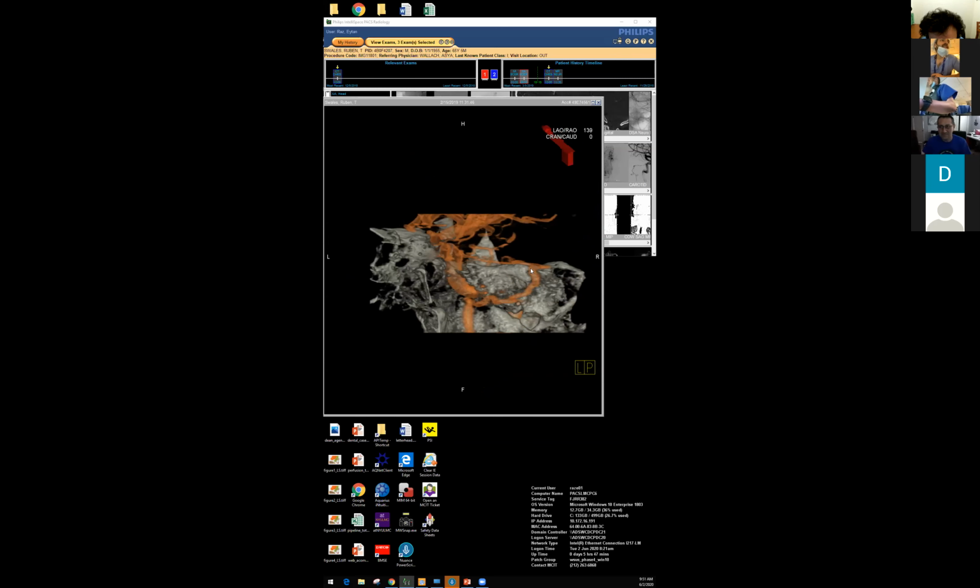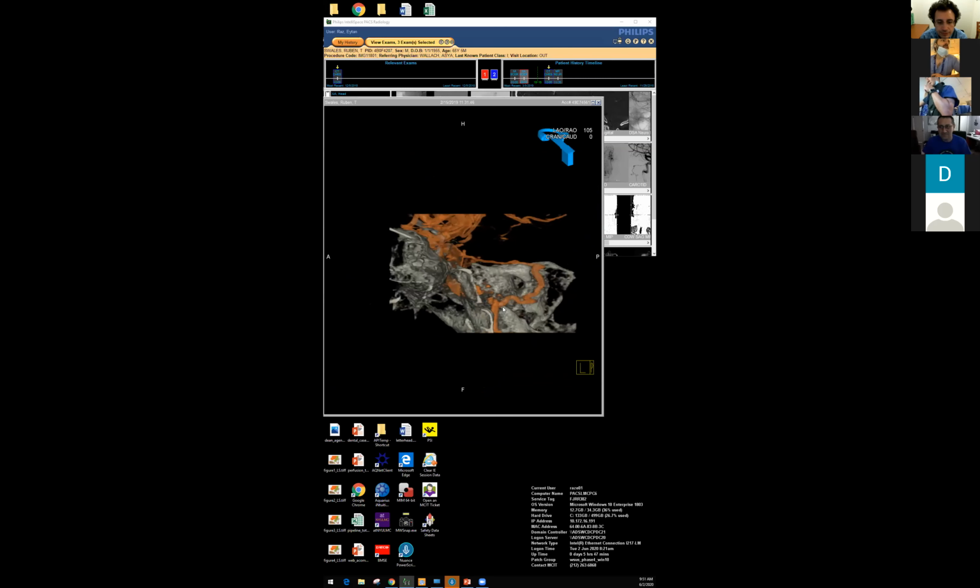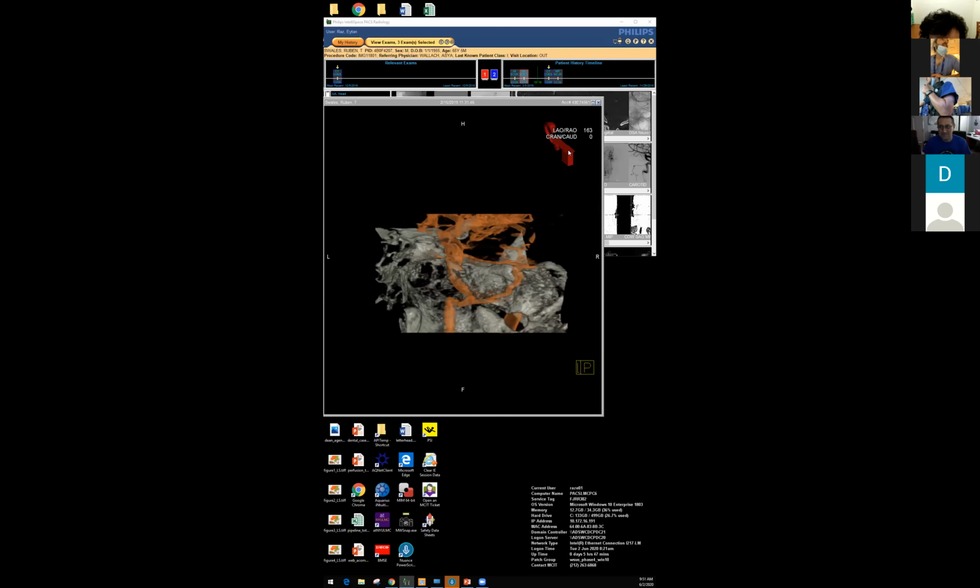Okay, and this is the point of the fistula. This is the point of the fistula, and this is the vein that then runs down and goes to the midline and reaches the anterior pontomedullary vein.